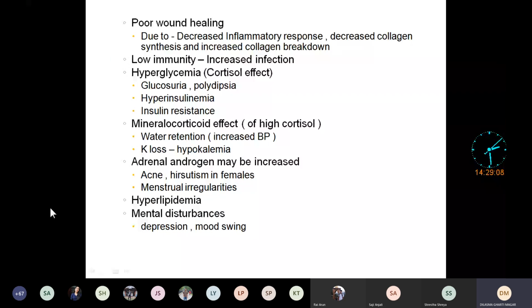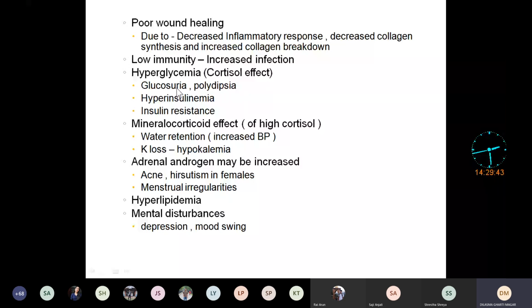This poor wound healing is because of the decreased inflammatory response. In wound healing, you must have studied, there is collagen deposition, isn't it so? Here the collagen synthesis is less, but the collagen breakdown is more. That's why it will lead to ulcers and poor wound healing. And there will be low immunity because the inflammatory response is less. That's why there are increased infections, and it will also lead to hyperglycemia. Hyperglycemia means the glucose level will be high, isn't it so?